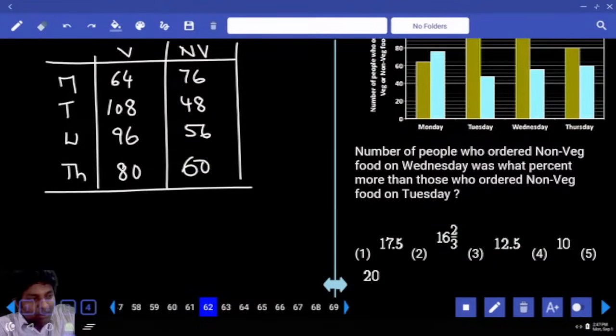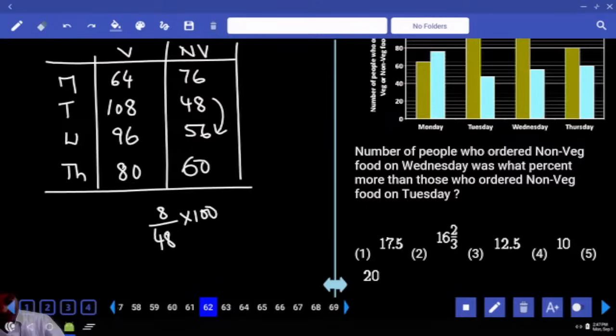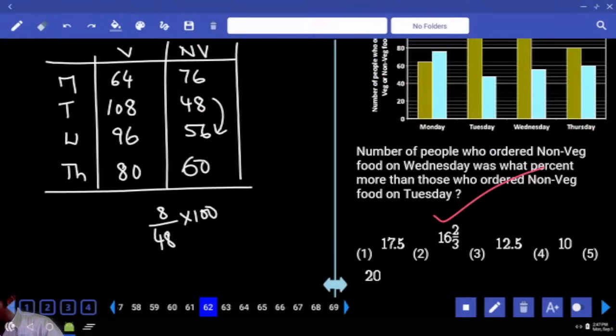Number of people who ordered non-veg food on Wednesday was what percent more than those who ordered non-veg food on Tuesday? How much more? 8 more. Upon 8 upon 48, fractional form. What do you mean by 1 by 6? 16 2 by 3%.